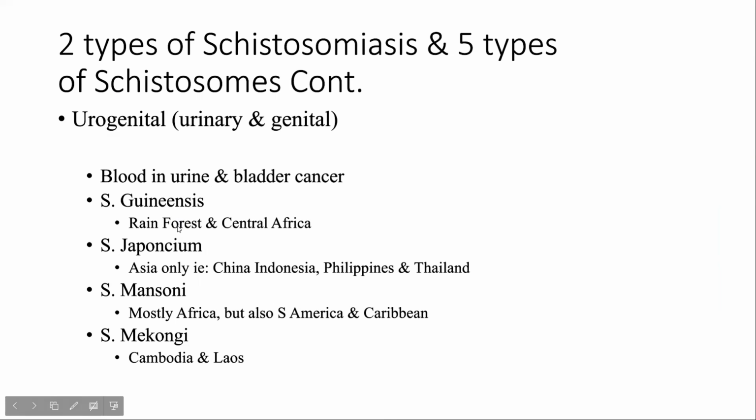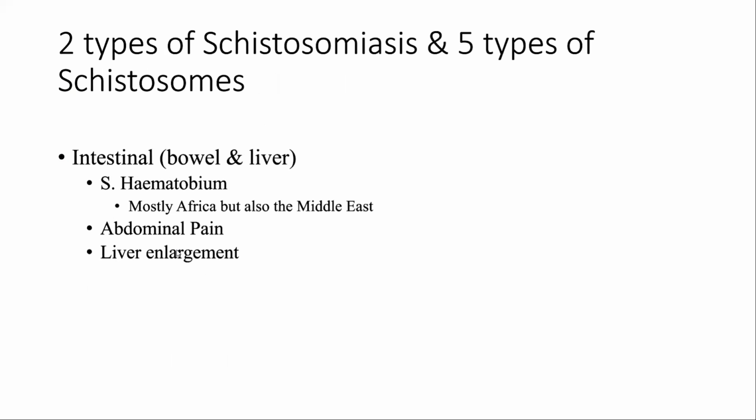This one's found in rainforest and Central America. This one, as you can see by the name, is in Asia: China, Indonesia, the Philippines, Thailand. This one, the Mansoni, is another common one that we're going to hear about a lot, and this is mostly Africa, but also South America and the Caribbean. And then this one is in Cambodia and Laos. This one, I didn't really read much of it. It's mostly going to be the Mansoni, the Japonicum, and then the one that we talked about right here too.